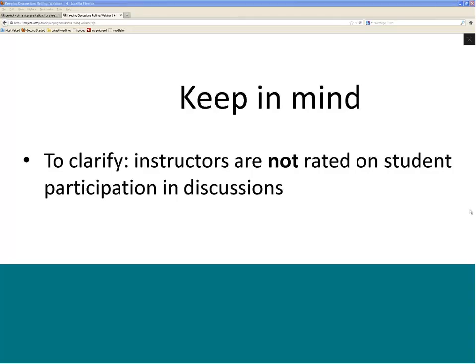If an instructor is doing all those things that the rubric calls for, then he or she is really putting the ball in the student's court, and it's up to the students to participate or not. And so it's important for us to make clear that the QA process that Liz and I are involved in does not include rating an instructor on how the student participates in the discussions.